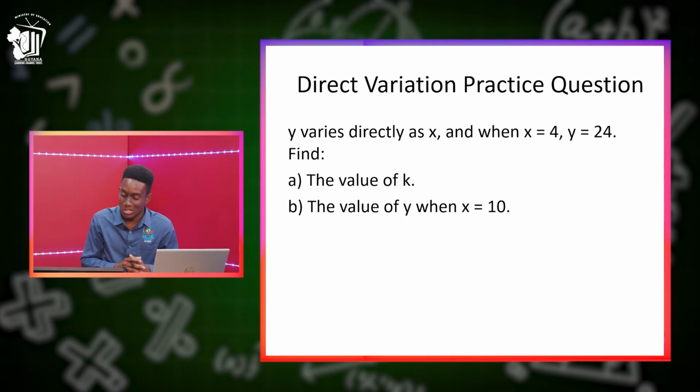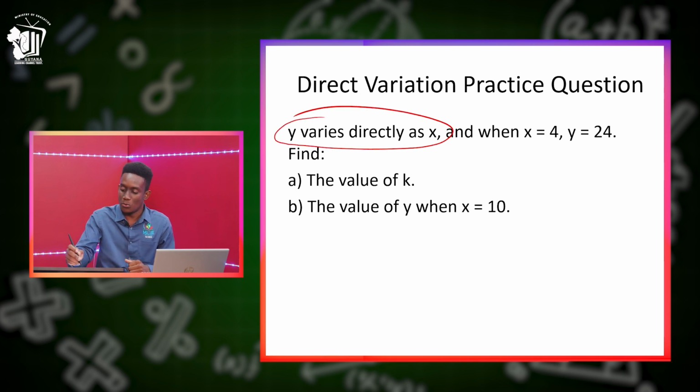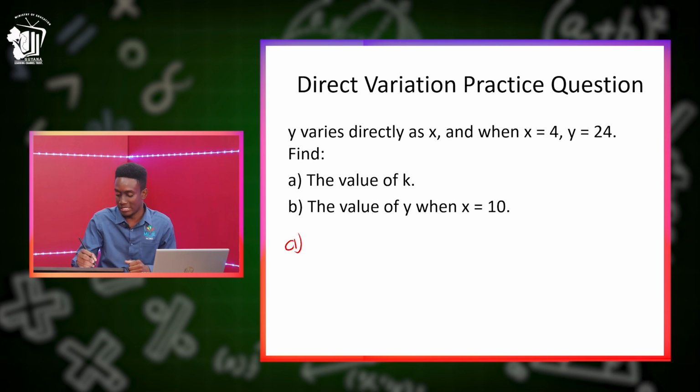The example says, y varies directly as x. When x is equal to 4, y is equal to 24. I want you to find the value of k. First thing, we need to represent this as an equation. Y varies directly as x. So to answer A, we will write that, as we saw in the previous slide, as y is equal to kx.